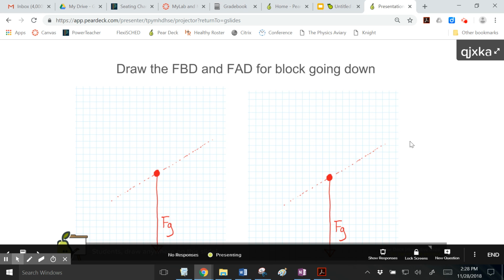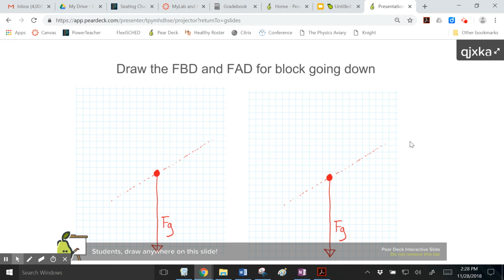So on here, block going down the incline. So motion down the ramp.